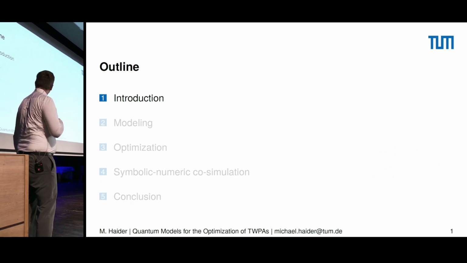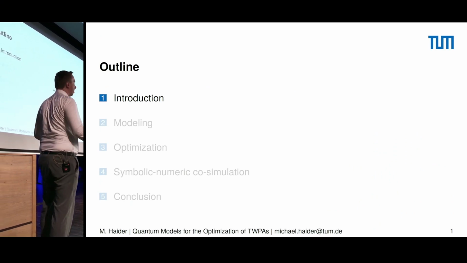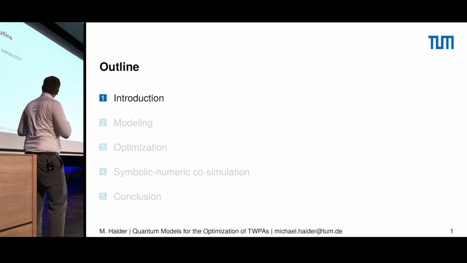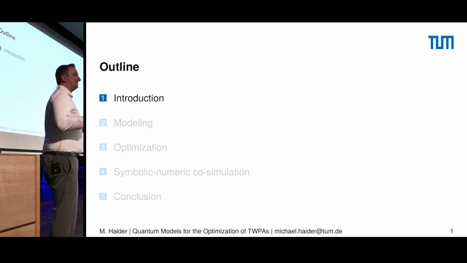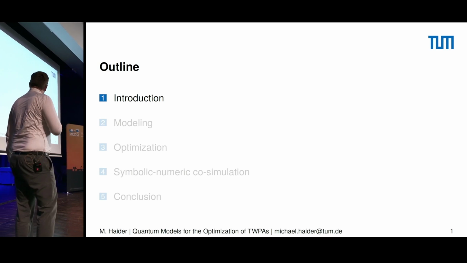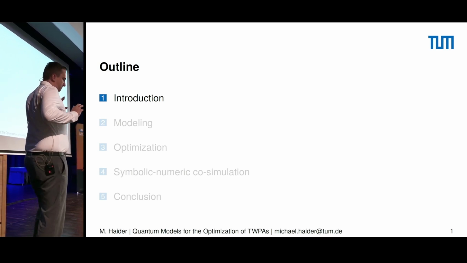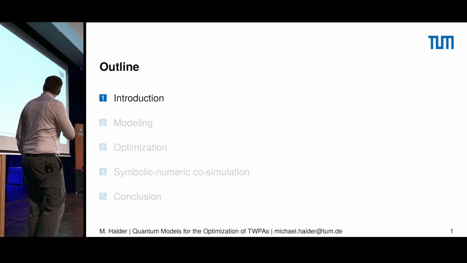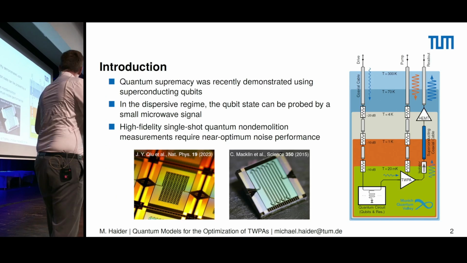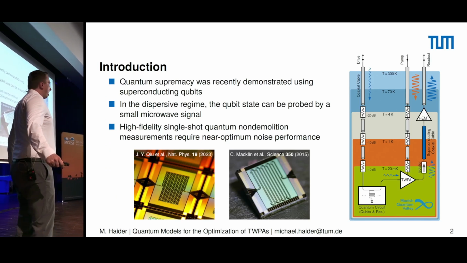With modeling, we always have in mind some optimization of traveling wave parametric amplifiers. Here's the outline. First, a quick shot on where we are in our quantum ecosystem. Then I want to bring you closer to the model, the ingredients of the quantum model that we are establishing in order to optimize these systems. Then we look at some optimizations, and then some outlook, going beyond the approximations in the modeling.